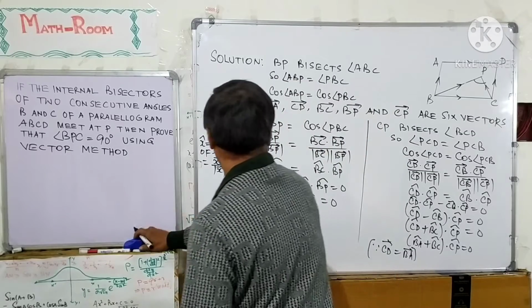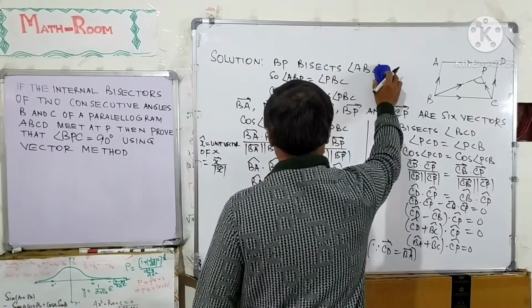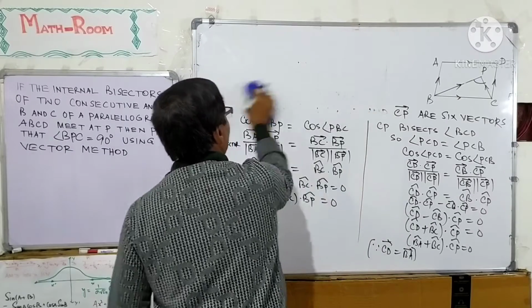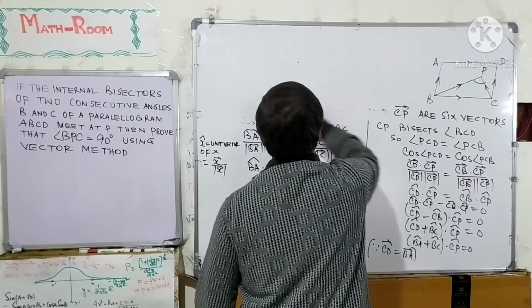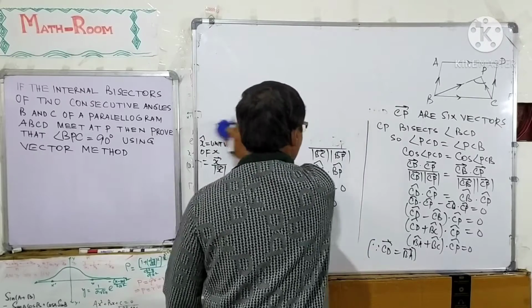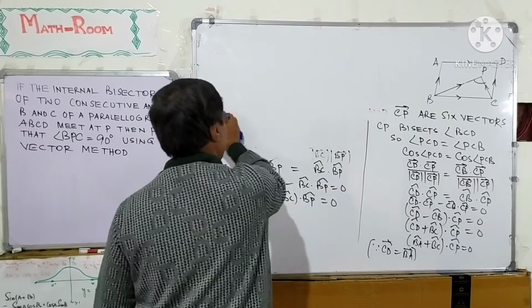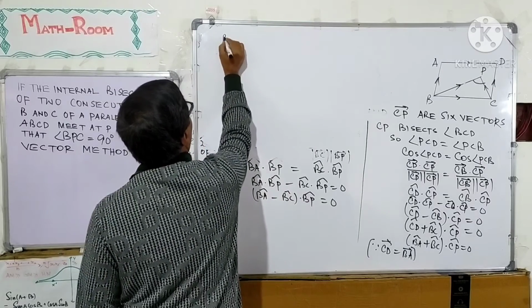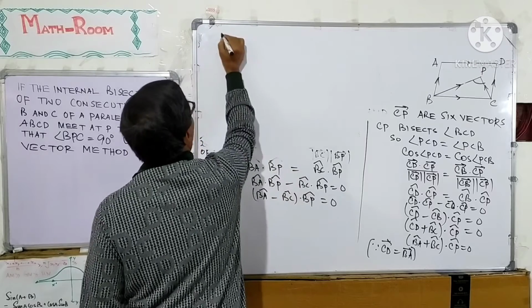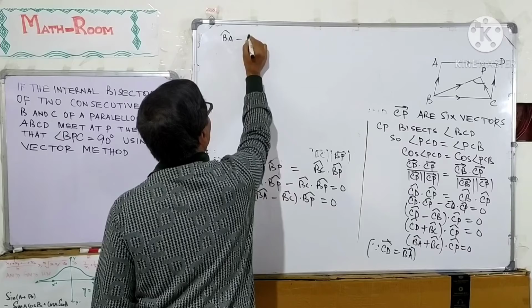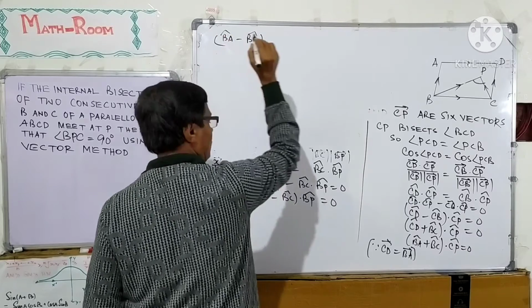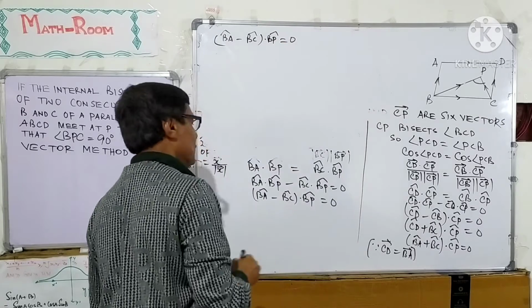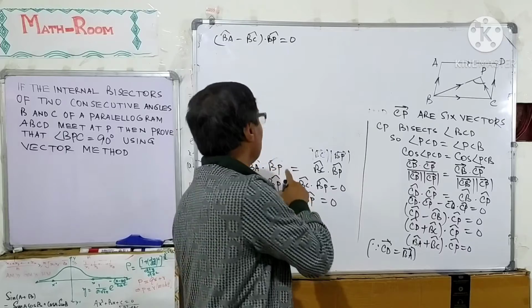So, from the first equation, we have got (BA cap minus BC cap) dot BP cap equal to 0. (BA cap minus BC cap) dot BP cap equal to 0.